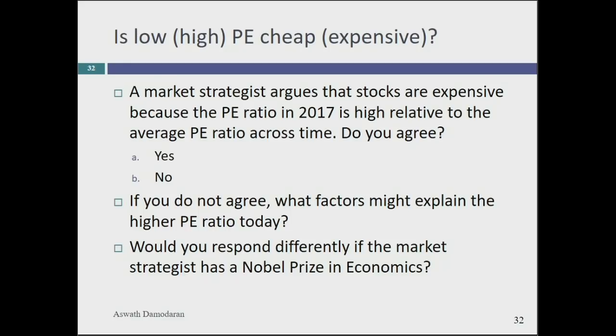But let me ask you a question. Let's concede that. Let's accept the fact that the PE ratio today is higher than it's been historically. I'll give it to you. Can I jump to the next conclusion that stocks are overvalued? Or ask me the questions you would need to ask me before you make that conclusion.